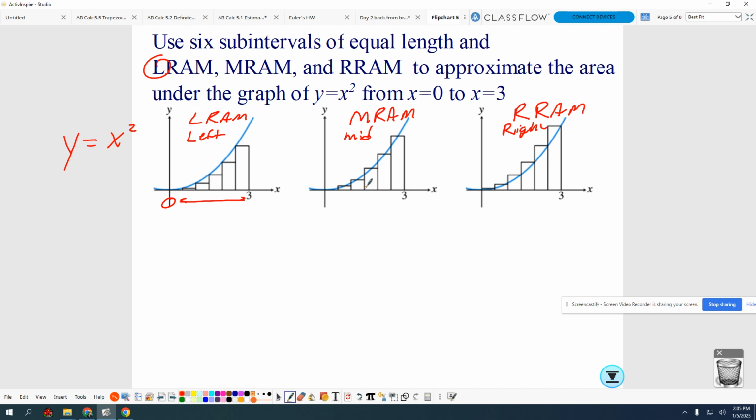Okay, LRAM, it's saying choose the left side to find the height. The directions here: we're going to make 6 subintervals. So we're gonna cut from 0 to 3 into 6 pieces. From 0 to 3, how wide is each little slice? 1/2, because 0 to 3 is 3 units cut into 6 pieces. Each slice is a half. So this is 0, 1/2, 1, 3 halves, 2, 5 halves, 3.